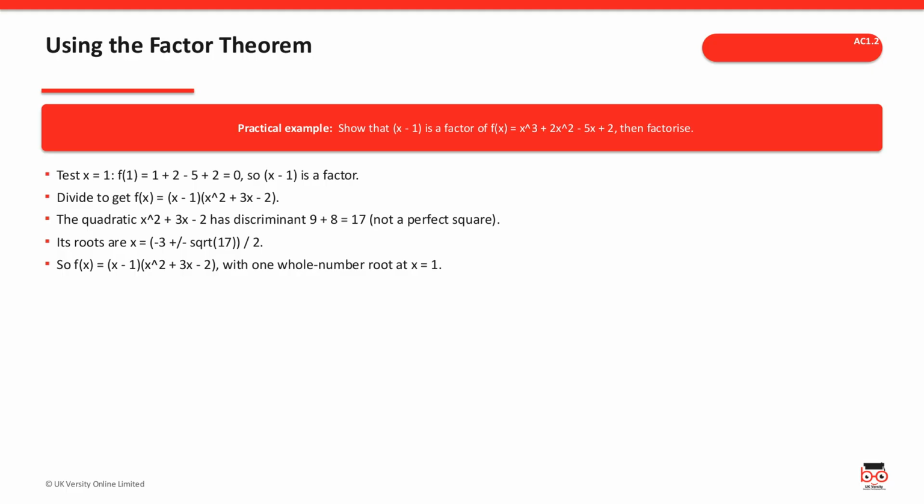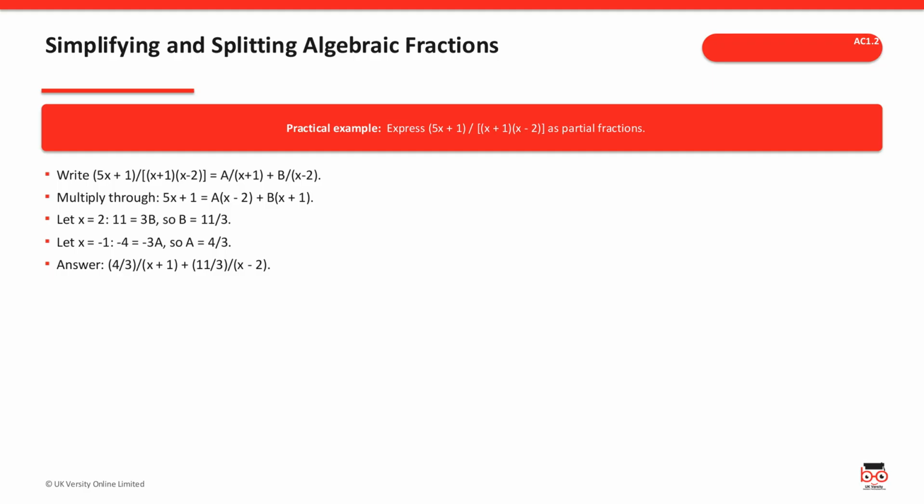That remaining quadratic has discriminant 17, which isn't a perfect square, so its roots are x equals minus 3 plus or minus the square root of 17, all over 2. Splitting a complicated fraction into simpler pieces, called partial fractions, makes it far easier to work with.